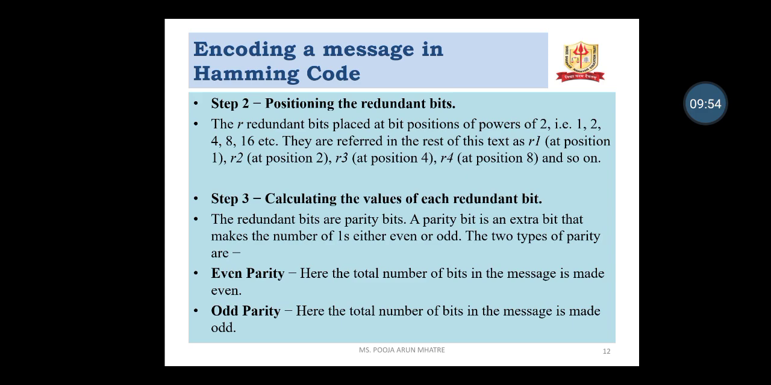Step 3. Calculating the values of each redundant bit. The redundant bits are parity bits. A parity bit is an extra bit that makes the number of ones either even or odd. The two types of parity bits are even parity and odd parity. Even parity means the total number of ones in the message is made even. And odd parity means the total number of ones in the message is made odd.